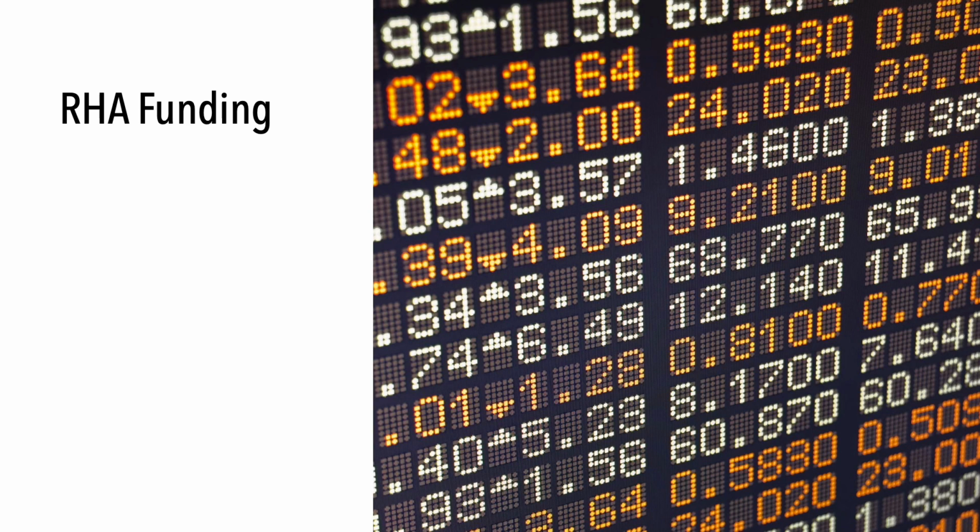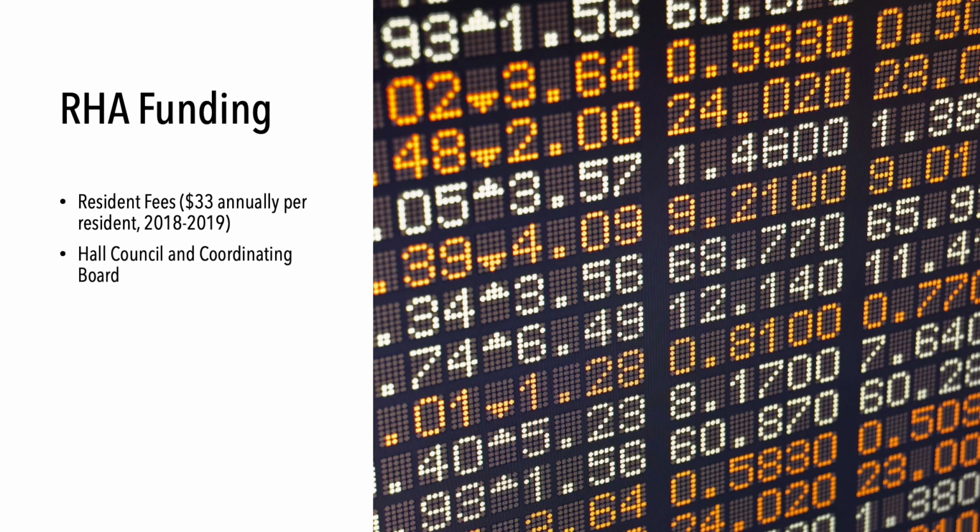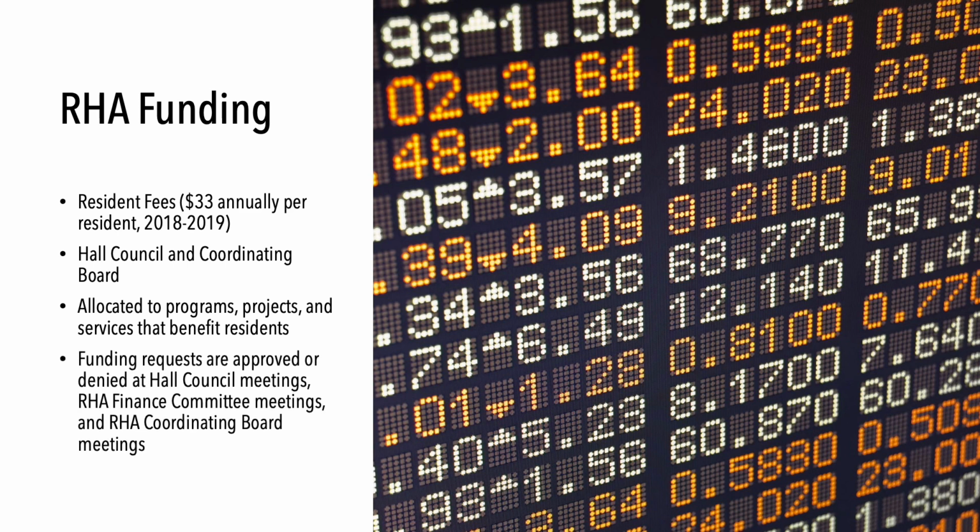RHA is funded through a one-time residential fee per academic year. These student funds are distributed to the Hall Council and RHA Coordinating Board and are allocated to various programs, projects, and services that benefit residents. Funding requests are approved or denied at Hall Council meetings, RHA Finance Committee meetings, and RHA Coordinating Board meetings.